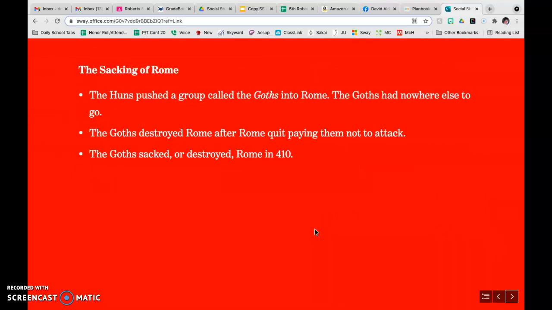So the Huns, like I said, pushed a group called the Goths into Rome, and the Goths had nowhere else to go. So they destroyed Rome after Rome quit paying them not to attack. Yes, you heard that right. Rome was paying the Goths not to attack Rome. Well, they quit paying them, so the Goths attacked. So the Goths sacked, which means they obliterated, they destroyed Rome in the year 410, or AD 410, CE 410.